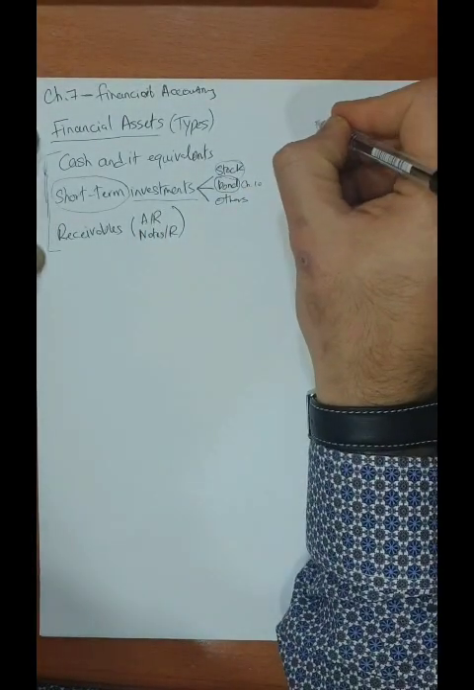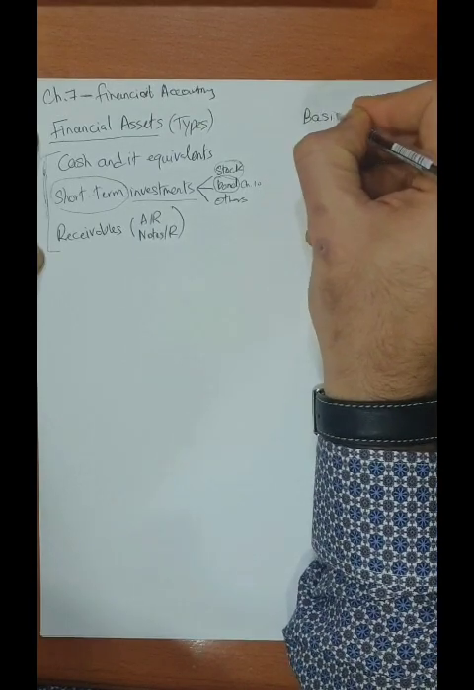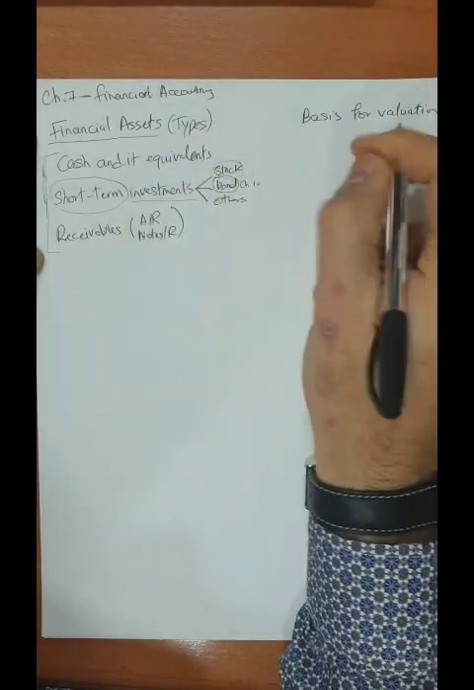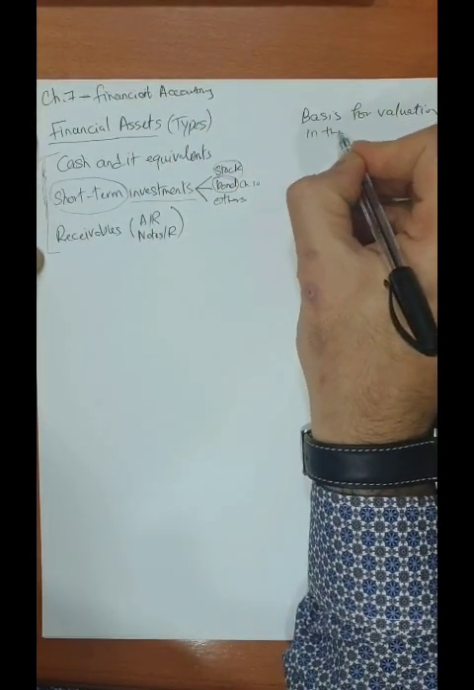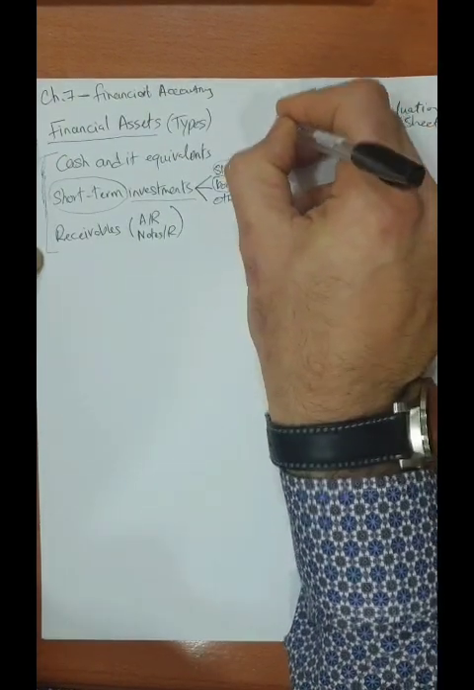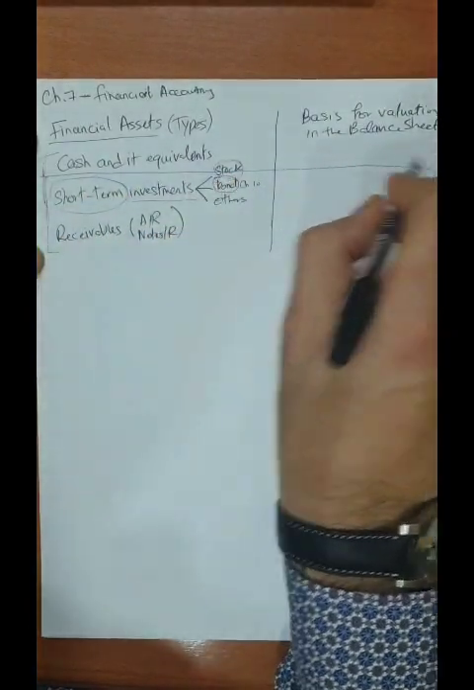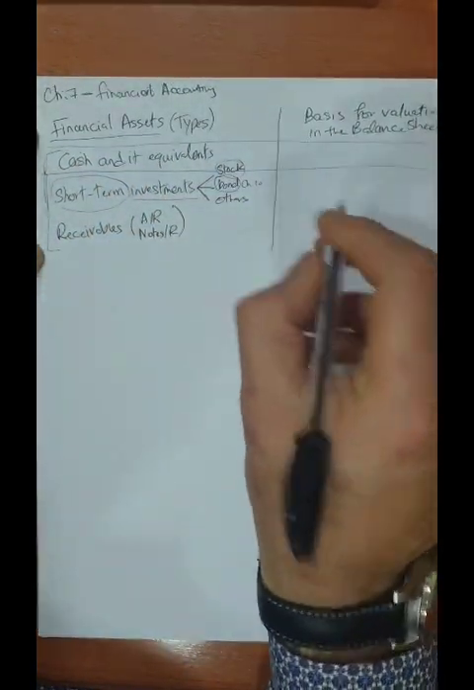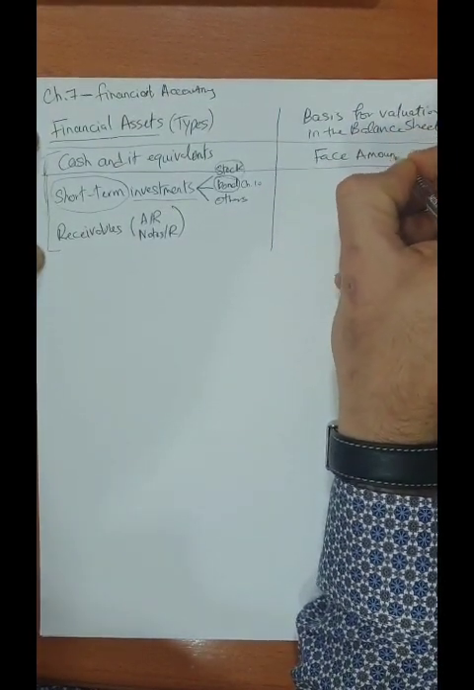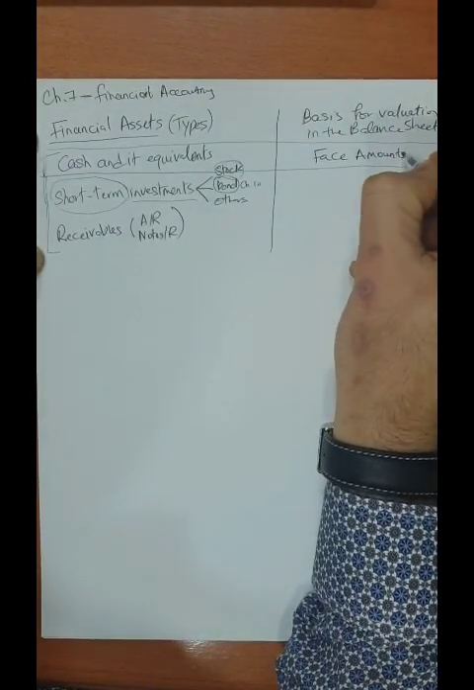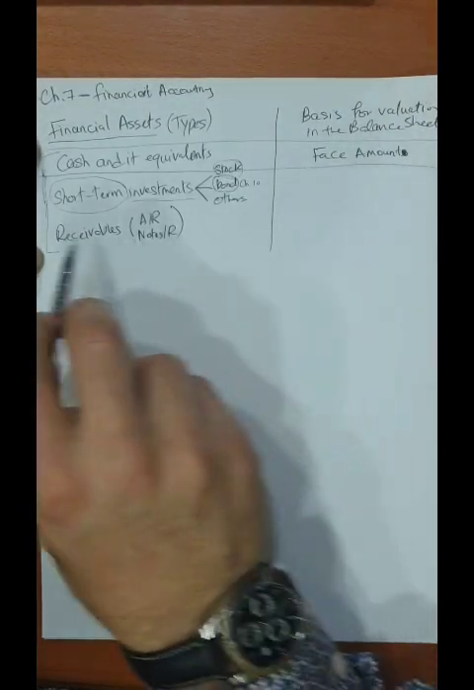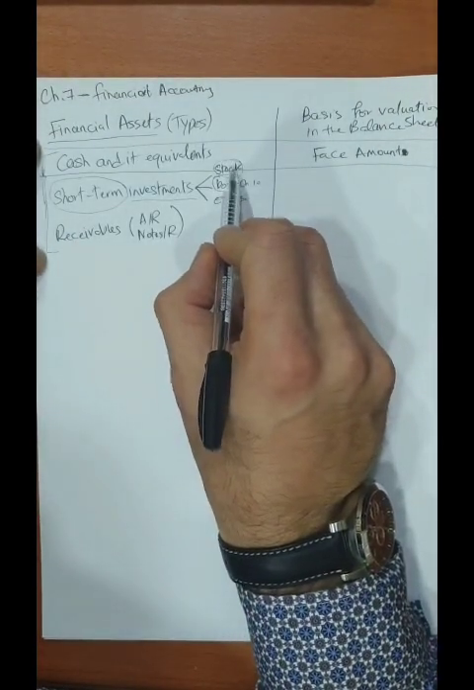Now, in our balance sheet, we have a basis for valuation of these financial assets. So, for example, when you have some cash, you will record the cash in your balance sheet at its face amount. So if you have $100, you will place it as $100 in the balance sheet.